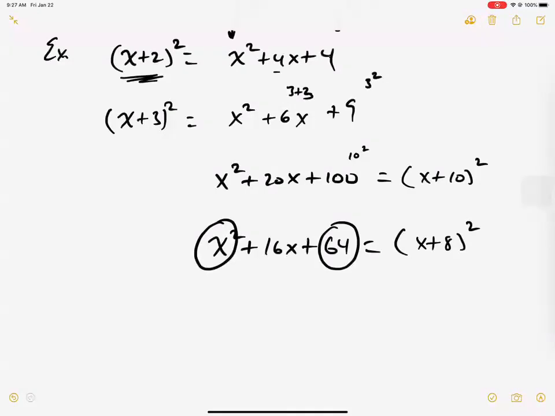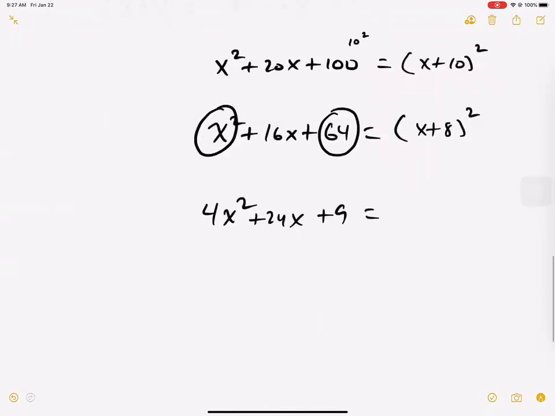Now, let me go ahead and add a couple values here. 4x squared, and we'll add a plus 9, and we're going to say this is 24x. Would this be a perfect square value? I see 2 and 2, right? And 3 and 3. And 2 times 3 and 2 times 3. This is 6 and 6, right? So this is actually not going to work.